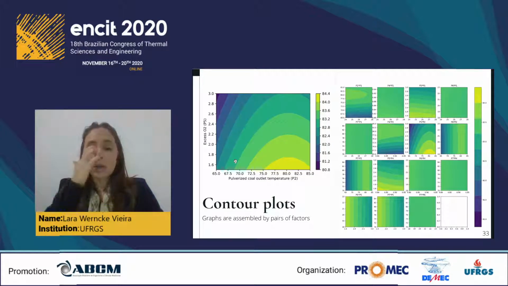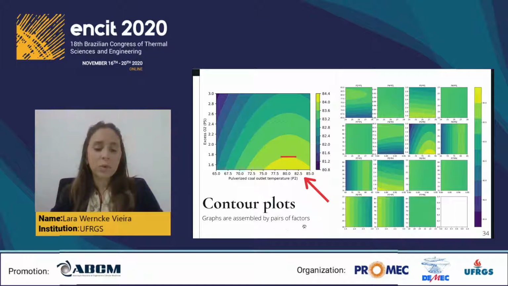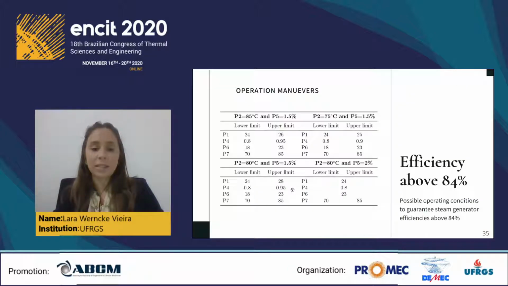And then we go to the contour plots to define the ranges of variation of each parameter to assure the highest values of efficiency. And these graphs are assembled by pairs of factors. Here we have the pulverized coal outlet temperature, that is the parameter of the highest impact on efficiency. And here we have excess O2, the second parameter of the highest impact. And what do we want? We want to work in this range, this yellow range. That's what we want to do, because this is the range of the highest values for efficiency.